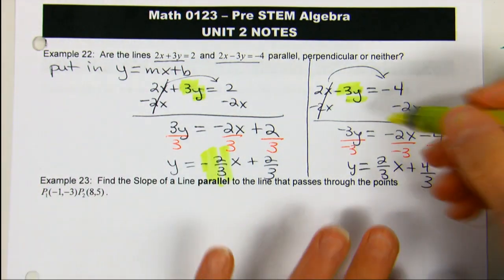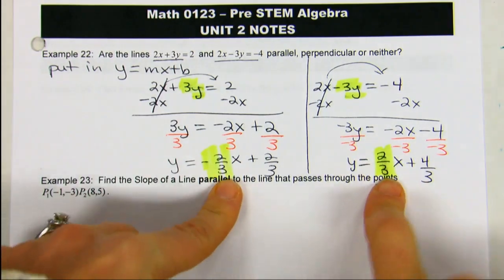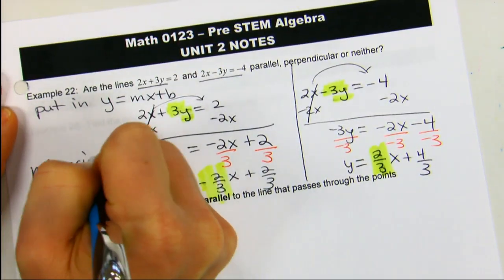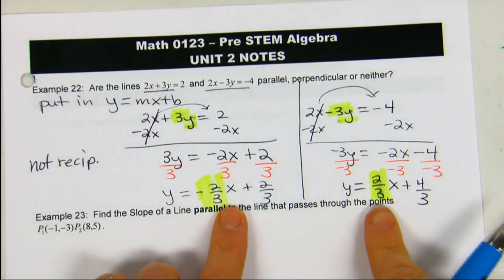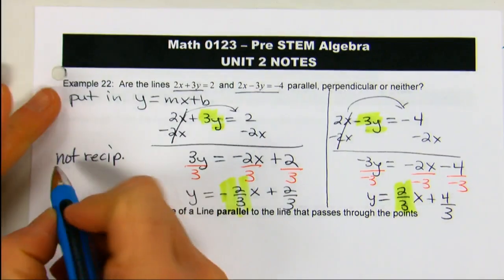So again, what we're doing is comparing the slopes only when we decide if these lines are parallel, perpendicular, or neither. These two do have opposite signs, but they are not reciprocals. Okay, so they are not perpendicular, and obviously they're not exactly the same.